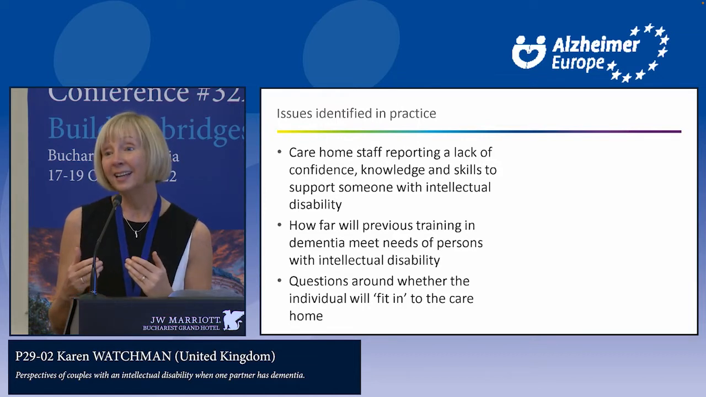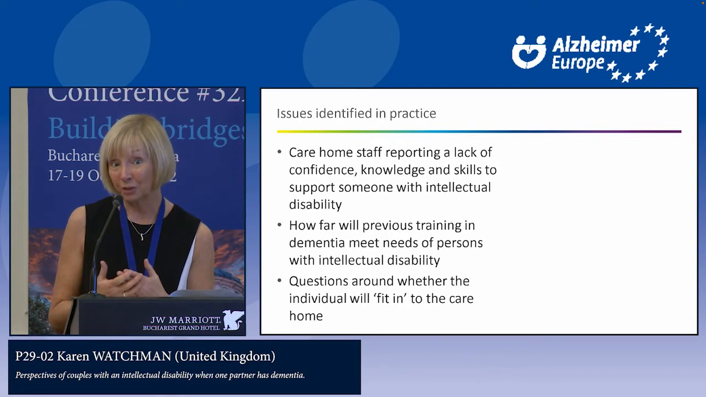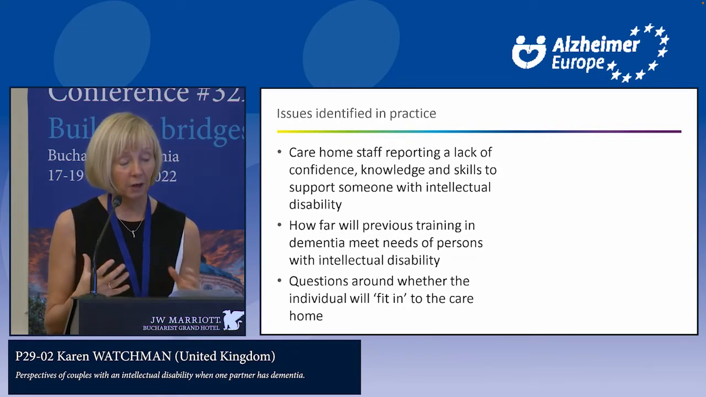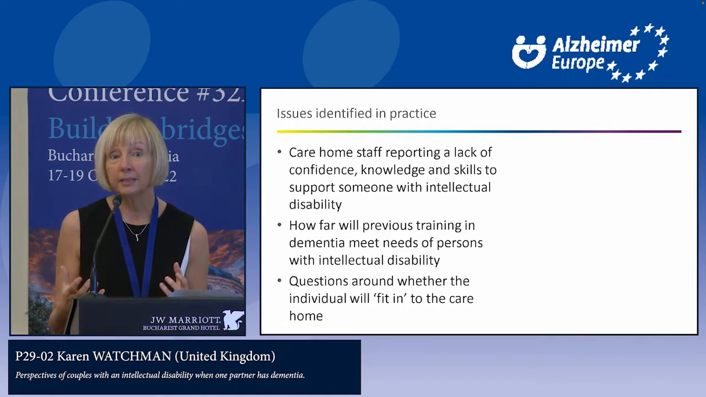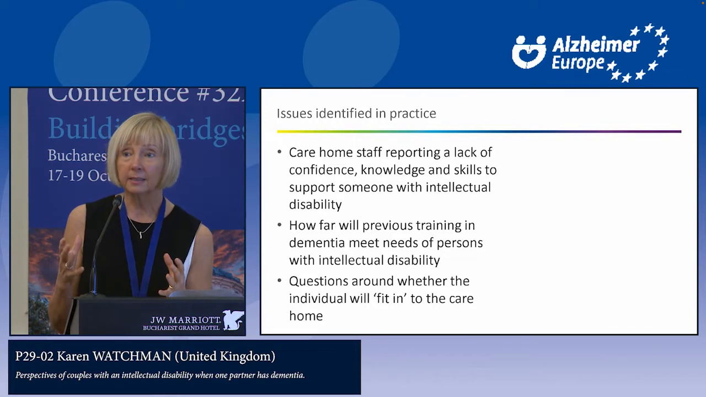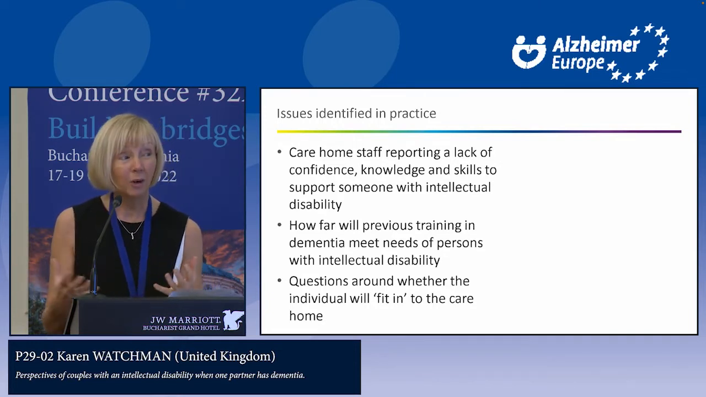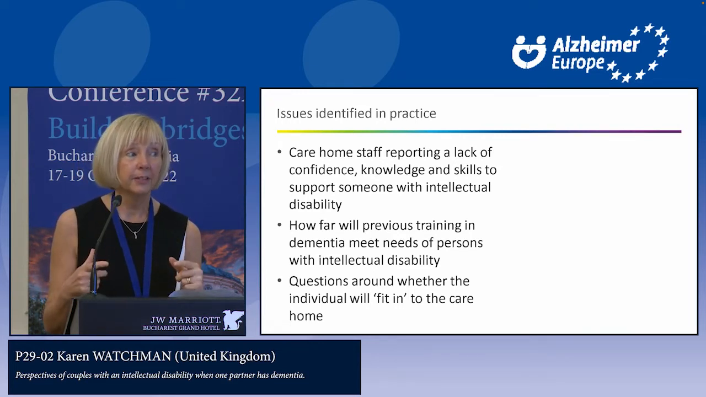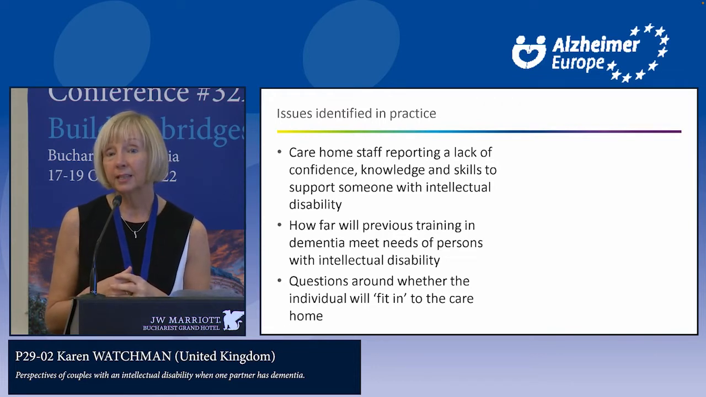And it's something that I hear echoed around Scotland, around the UK, beyond the UK, that care home staff are reporting that lack of confidence, lack of knowledge, lack of skills to support someone with intellectual disability, just not that understanding of what might be the same, what might be different, and why, and what can we do about it. And how far does their previous training in dementia meet the needs of persons with intellectual disability?